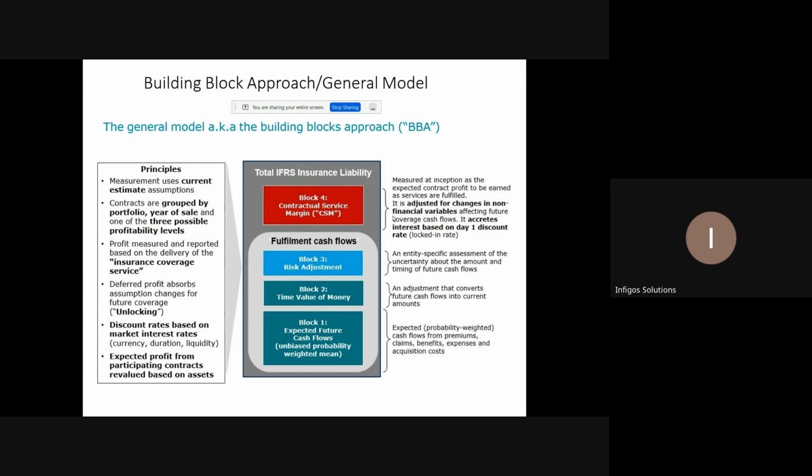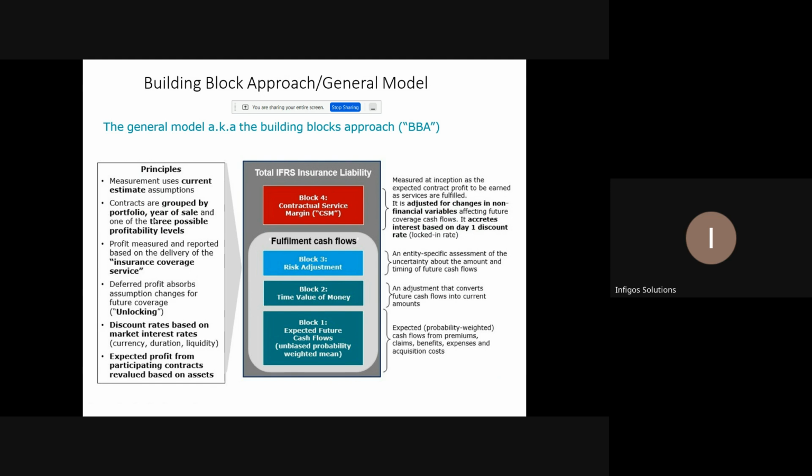So these are the 4 key blocks in the GMM approach. All the rocket science is all about calculation of these blocks and reporting them. You sum these 3 blocks, block 4, block 3, and block 1. It will give the total contract liability, and the total contract liability is part of the balance sheet.